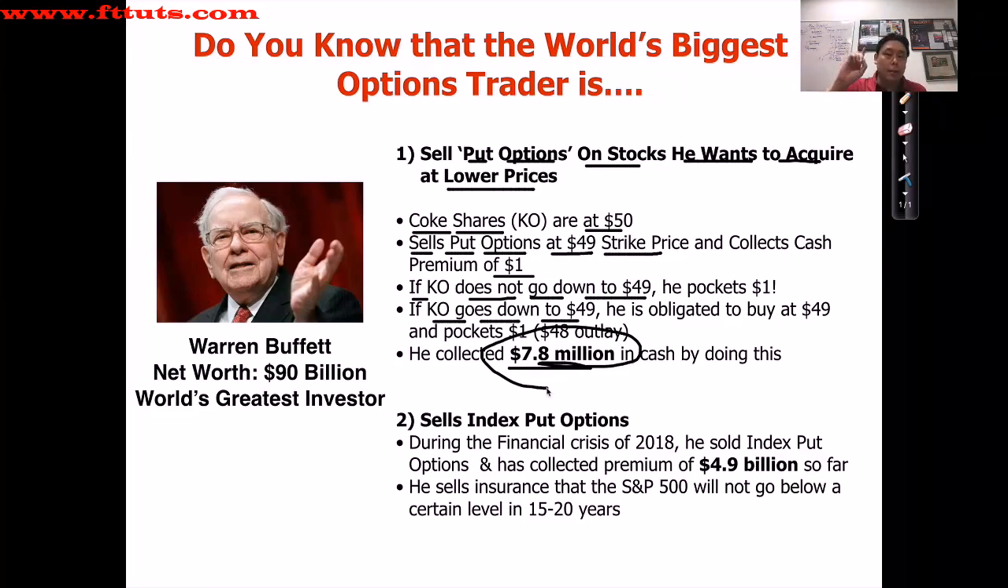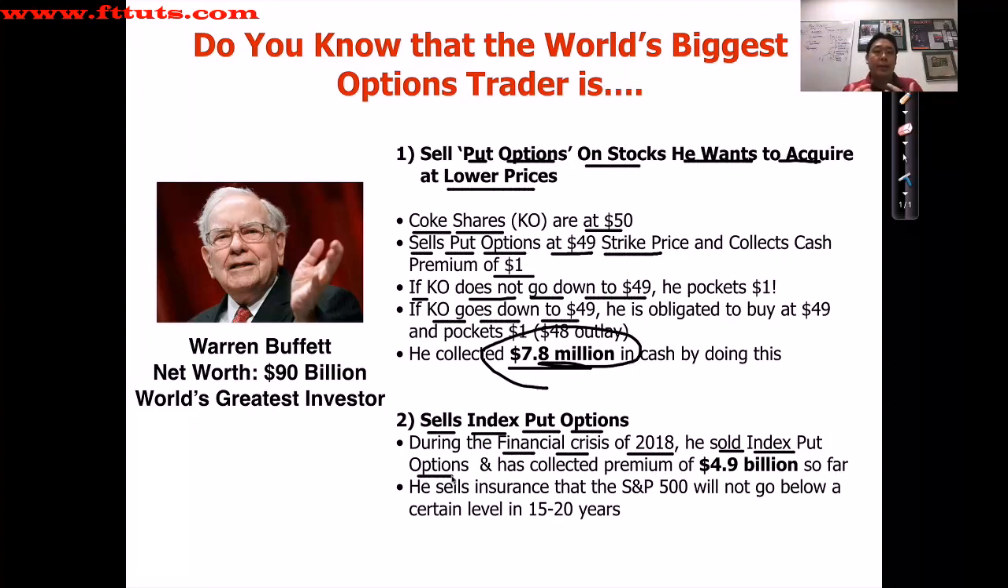All right. The second thing he did was he sold put options on the S&P 500 index. Because Buffett knows that the S&P 500 index will always go up in the long run. It may go down in the short term because of volatility, but in the long run it always goes up. So what does Buffett do? During the financial crisis of 2008, he sold put options on the S&P 500 index.